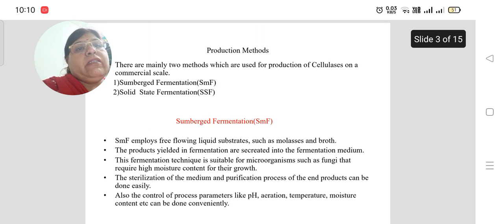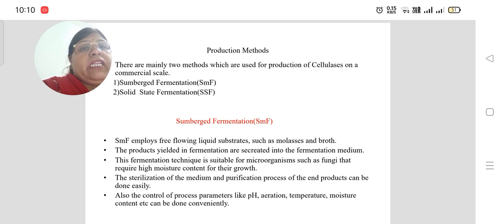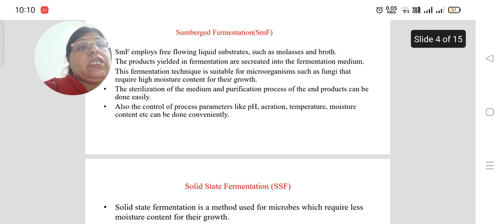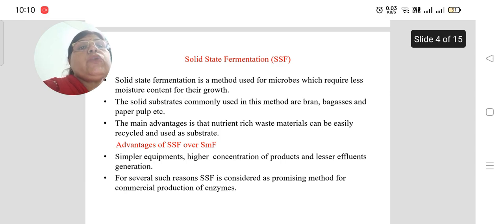Now the production methods. The production methods of any enzyme are of two classes, that is submerged fermentation and solid state fermentation, and it has been proved that solid state fermentation gives better results as compared to submerged fermentation. The solid state fermentation is a method used for microbes which require less moisture content for their growth. The solid substrates commonly used in this method are bran, bagasse, paper pulp, etc. The main advantage is that nutrient-rich waste material can be easily recycled and used as substrate.